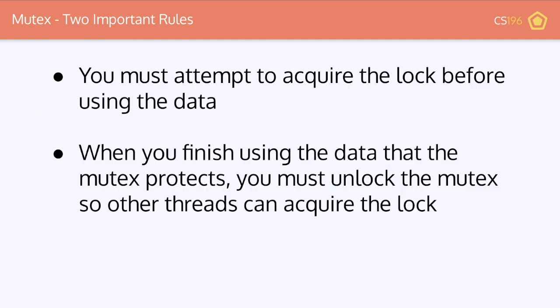So with mutexes generally, there are two important rules. Firstly, you must attempt to acquire the lock before using the data. And secondly, when you finish using the data that the mutex protects, you must unlock the mutex so other threads can acquire the lock. So this is exactly what we're talking about. The mutex protects the data, and you need to have it to use the data. So as long as you have the mutex, nobody else can use it. And when you're done using it, you have to let go of the mutex. You have to unlock the mutex so other threads can acquire the lock and continue using the data, and the program can continue. So there's a lot of information there.